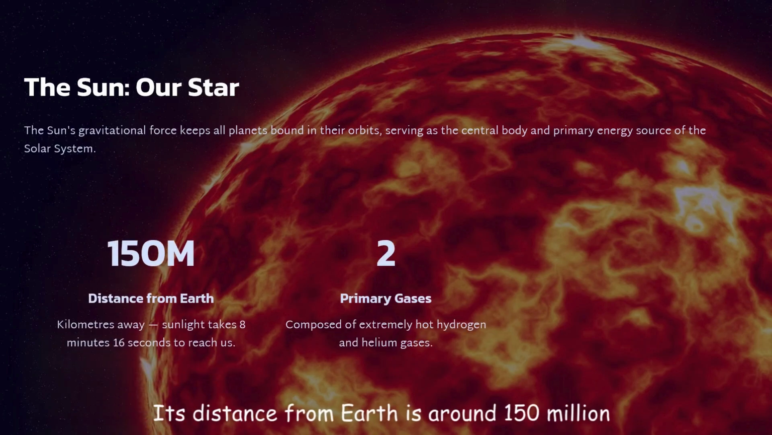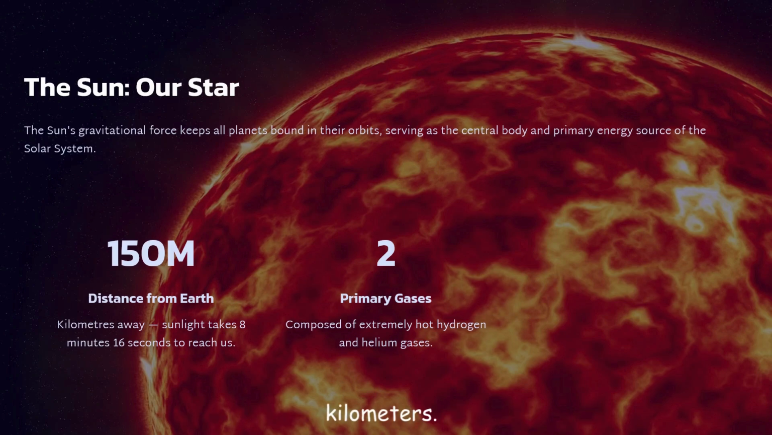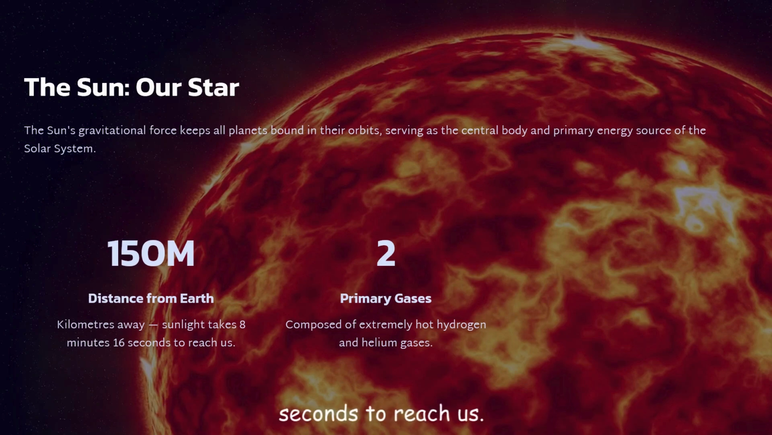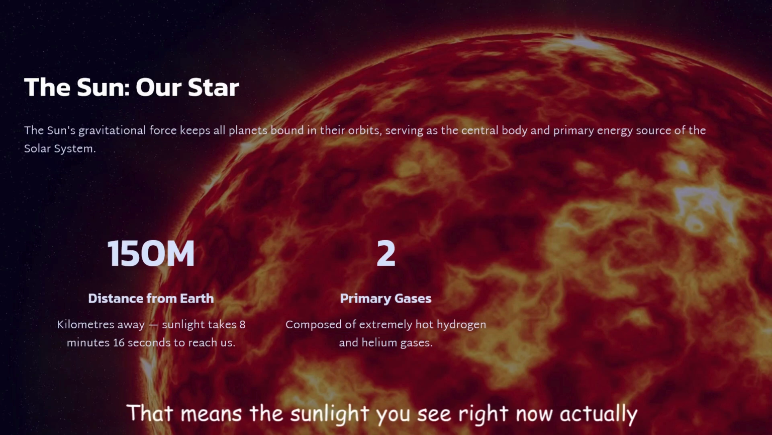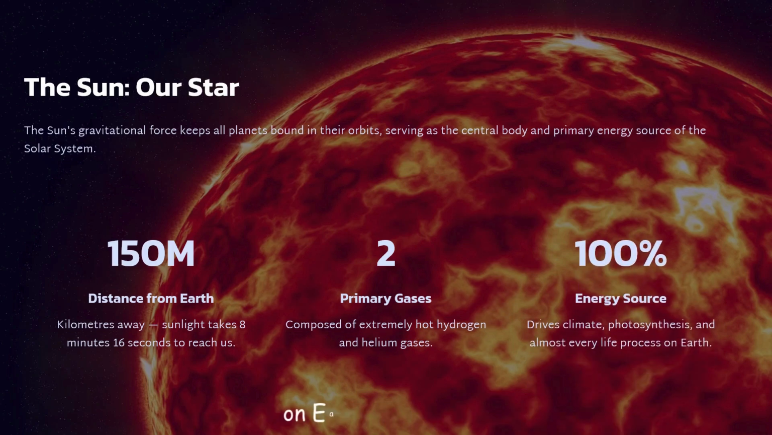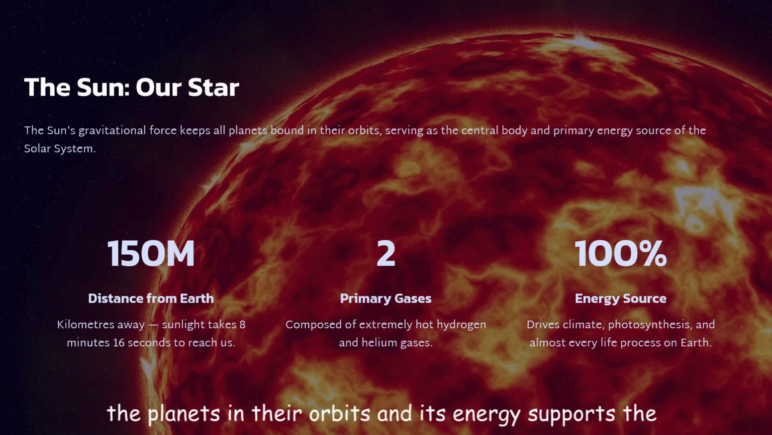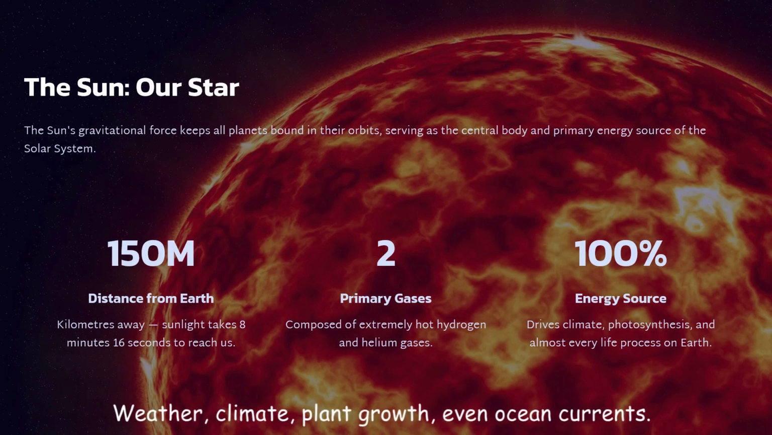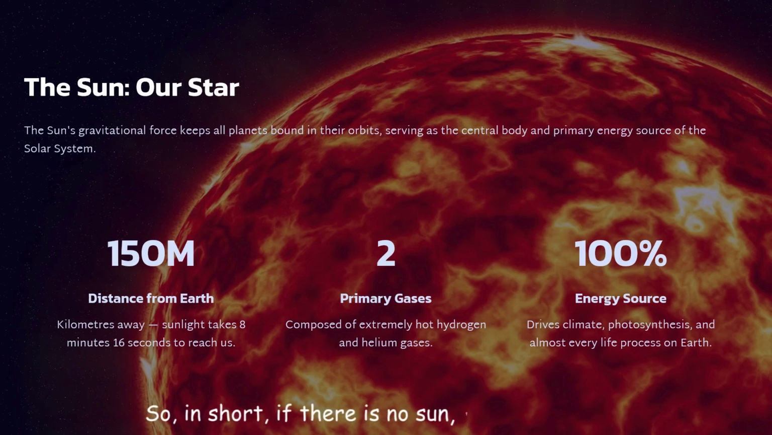Its distance from Earth is around 150 million kilometers, and light from the sun takes about 8 minutes and 16 seconds to reach us. That means the sunlight you see right now actually left the sun more than 8 minutes ago. The ultimate source of energy for all life on Earth is the sun. The sun's gravity holds all the planets in their orbits and its energy supports everything: weather, climate, plant growth, even ocean currents. So in short, if there is no sun, there is no life.